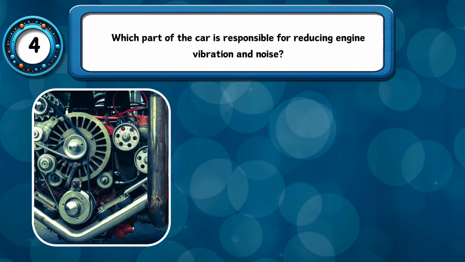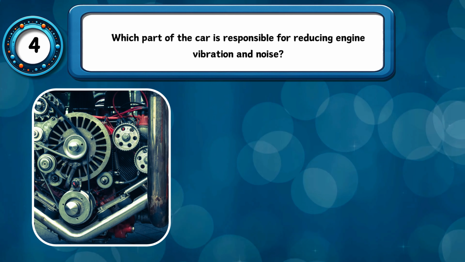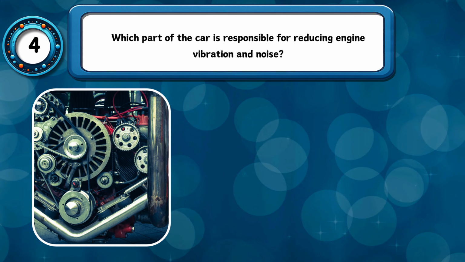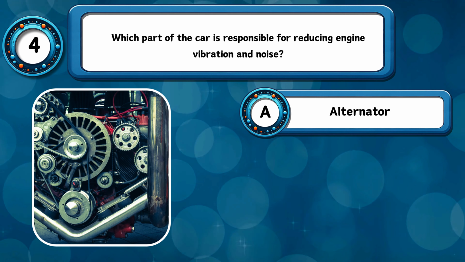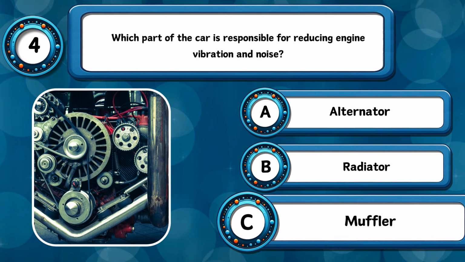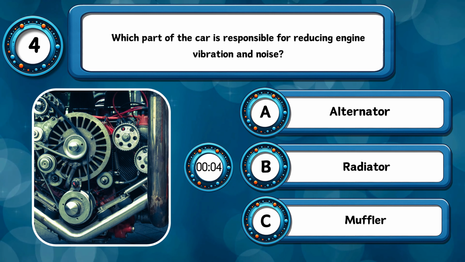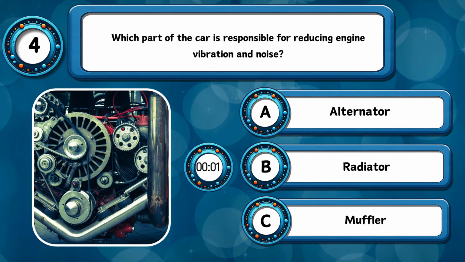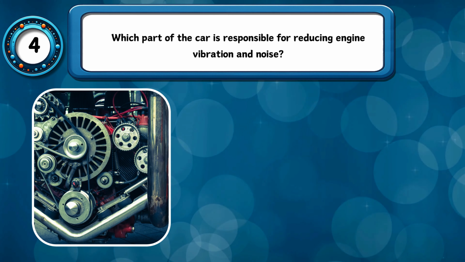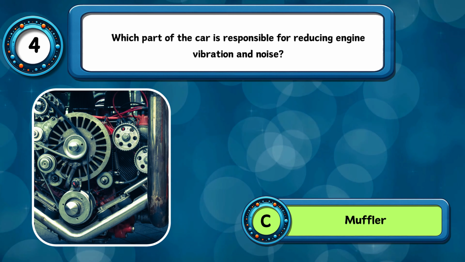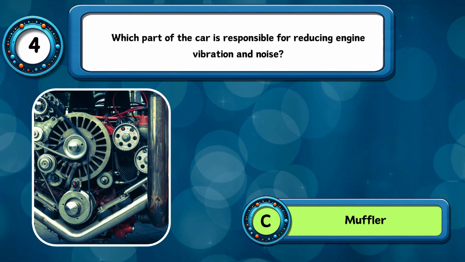Question 4. Which part of the car is responsible for reducing engine vibration and noise? A. Alternator. B. Radiator. C. Muffler. Correct answer is C. Muffler.